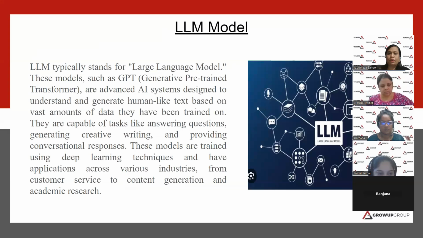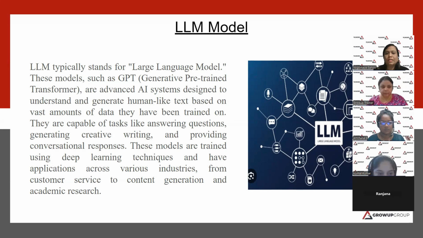Next, we will go to the LLM model. When we are talking about curated AI, we cannot go beyond the LLM model, because curated AI and LLM models are interconnected. LLM stands for large language model. Models such as GPT, everybody is using ChatGPT.